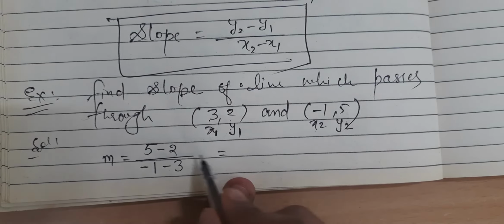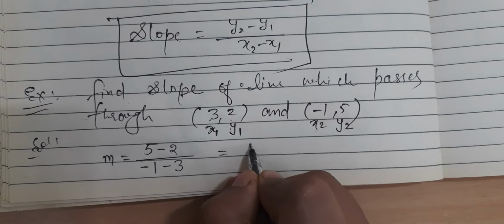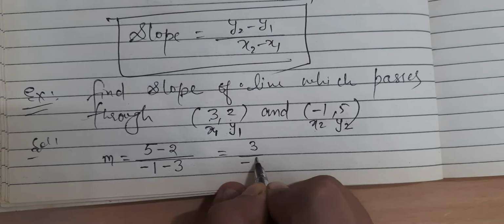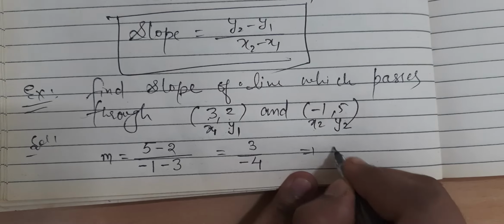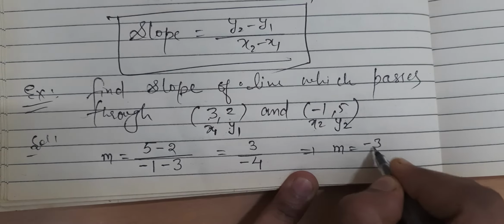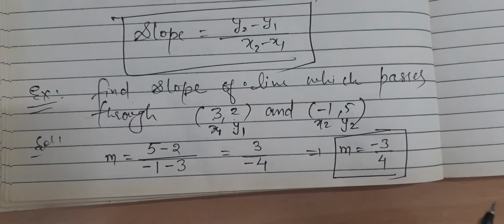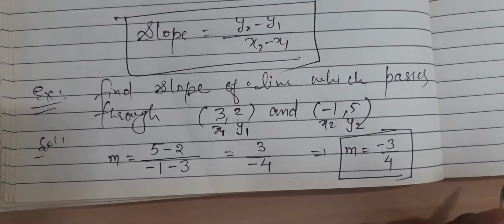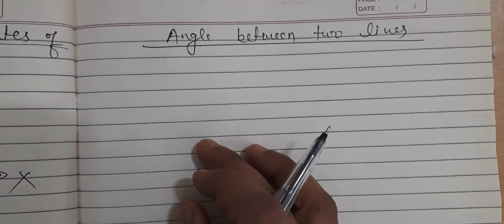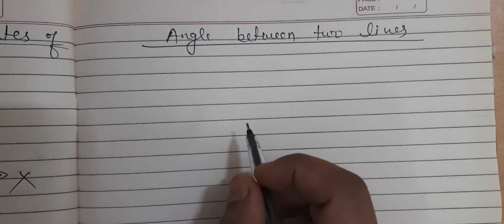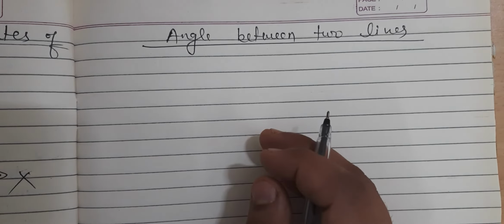Okay, so we'll get 5 minus 2 is 3 and here minus 4. So the slope of the line is minus 3 by 4. So this is how we can use this formula to find the slope of a line. Now, how to find the angle between two lines?